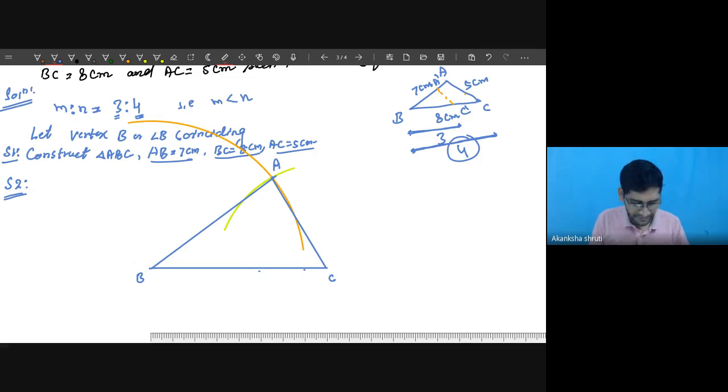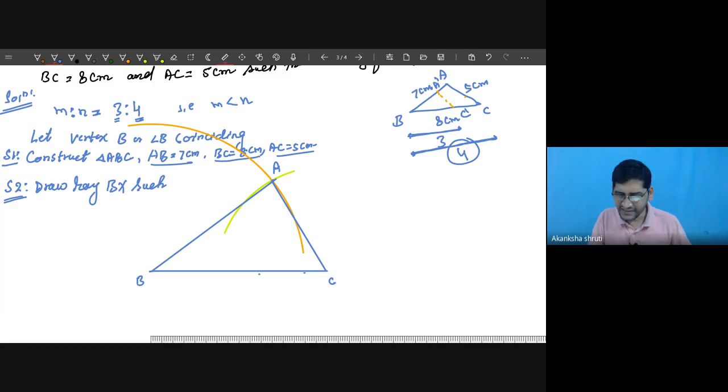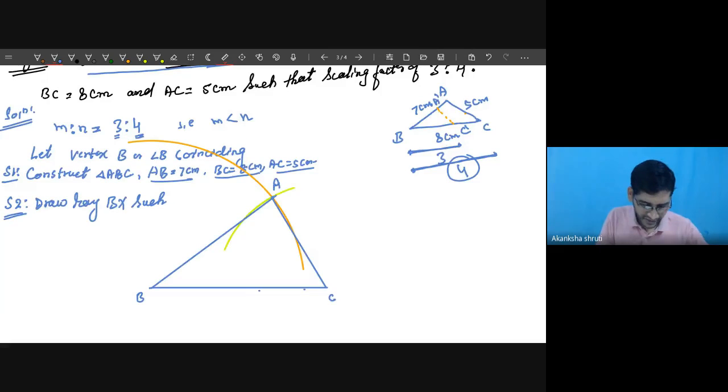Make any ray from B. Draw a ray. Let us consider this as the BX, such that what is the maximum segment that we have to make? The maximum segment, up to 4 segments we have to make only, so that the longest length we can draw over it. Or simply you can understand, whatever the ratio given to us, the bigger factor or the bigger number, that one we have to draw over this BX.